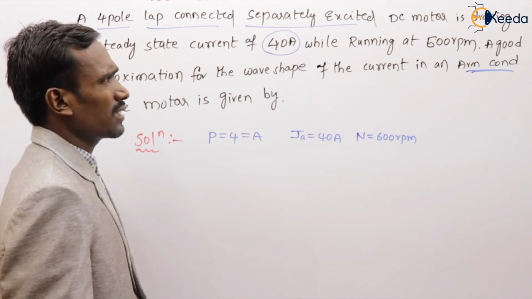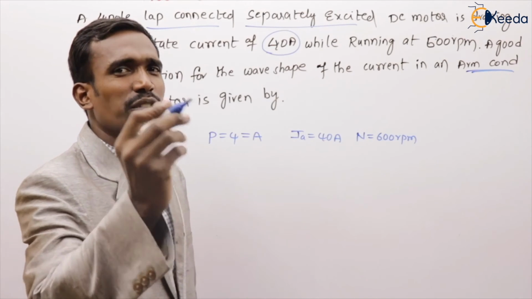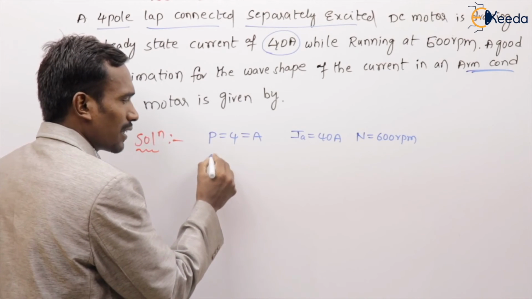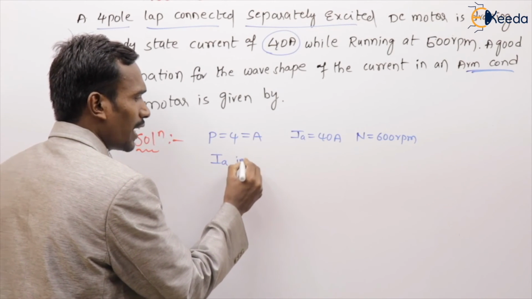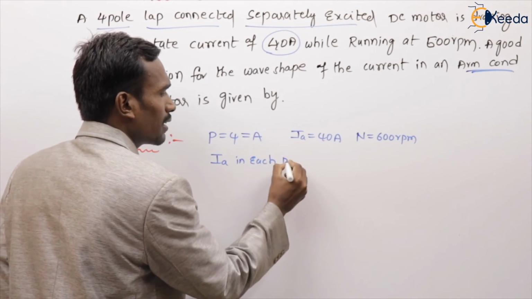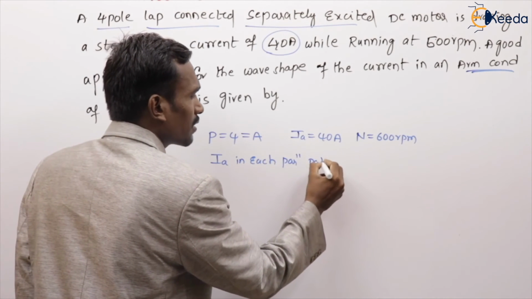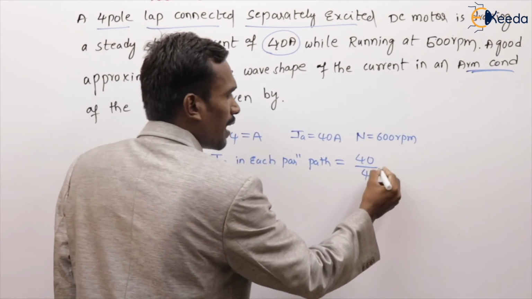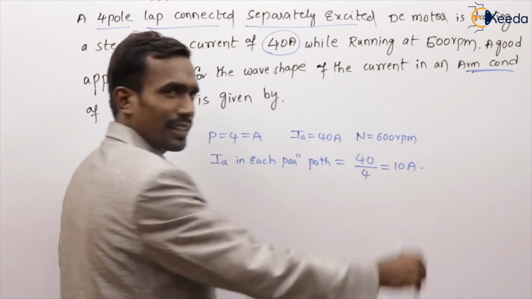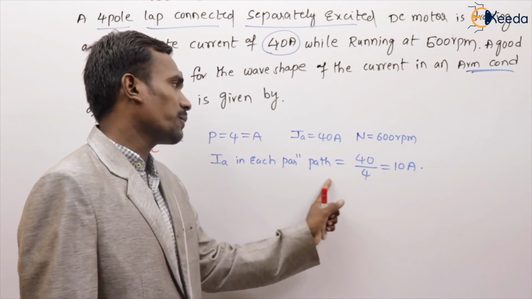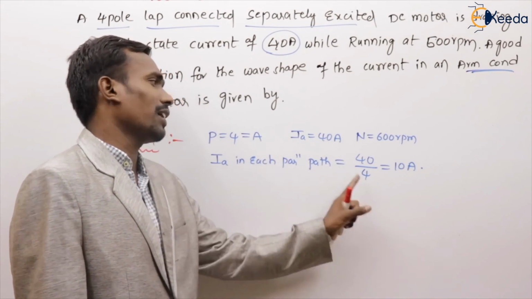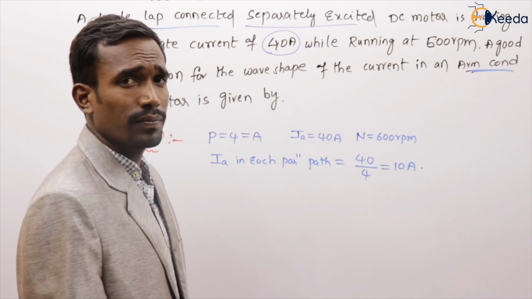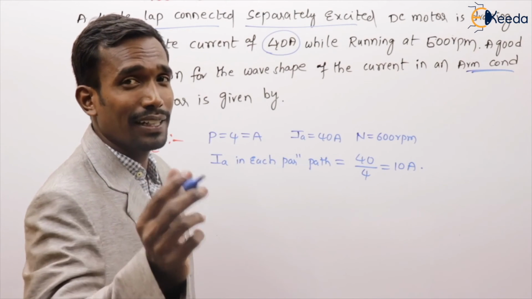First, we have to know the current in each parallel path, the armature current in each parallel path. Total armature current by number of parallel paths is 40 by 4, nothing but 10 amperes. The current in each parallel path is 10 amperes. Next, we have to know the time period.